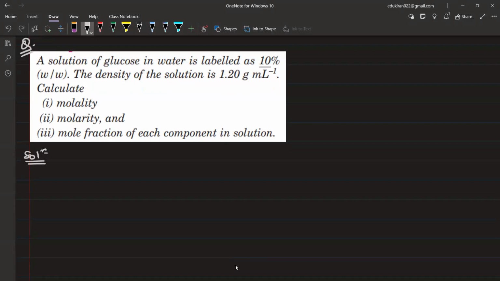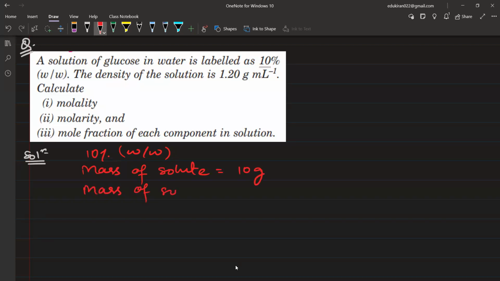See this question. A solution of glucose in water is labeled 10% W by W. Now, what does this mean? Whenever you have 10% W by W, it will give you information about three things. It will give you the mass of solute, which is equal to the percentage, 10 grams. Then mass of solution, which will be equal to 100 grams. 10 upon 100 is 10%, and that means 10% is solute. And it is also going to give you indirectly the information of mass of solvent. What will be the mass of solvent?